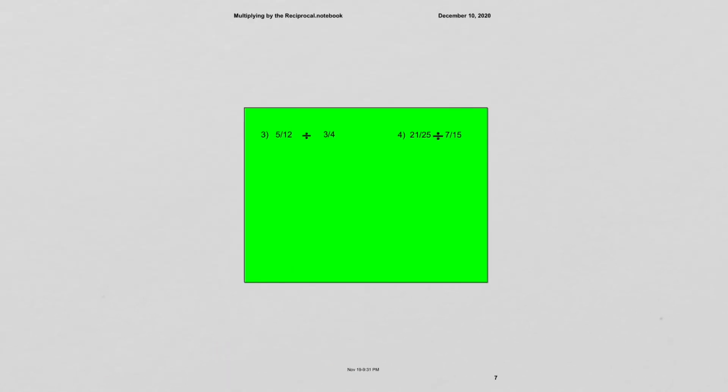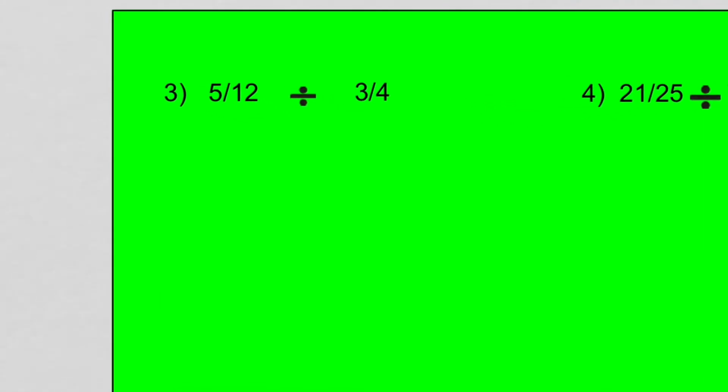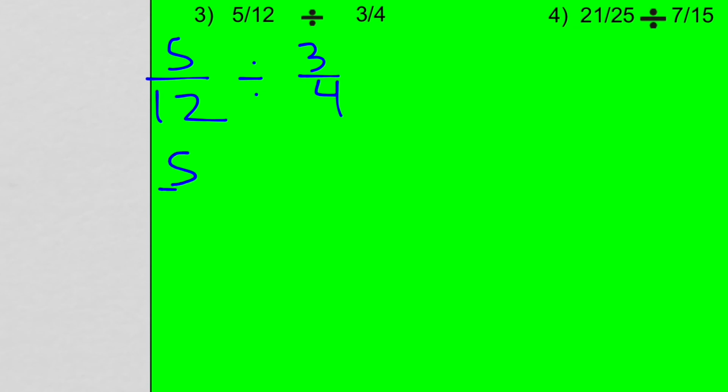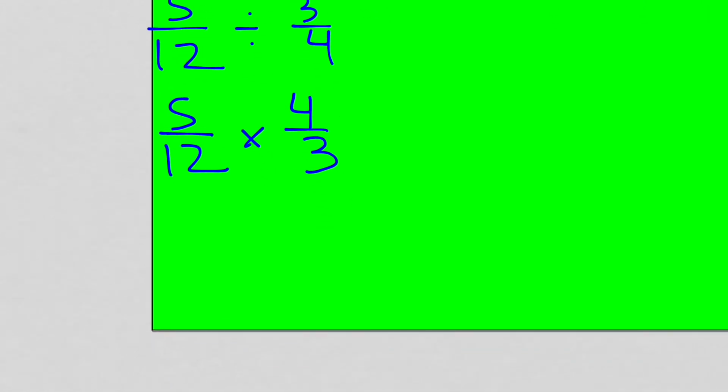Okay. Number 3, 5 over 12, divide by 3 over 4. Keep, change, flip. 5 over 12 times 4 over 3. Simplify the diagonal numbers. I'll simplify my 4 and my 12. 4 divided by 4, 1. 12 divided by 4, 3. So I do 5 times 1 and 3 times 3, and that's 5 over 9.